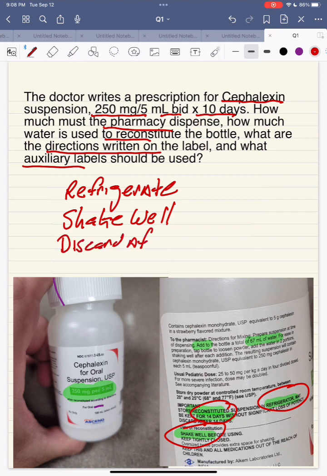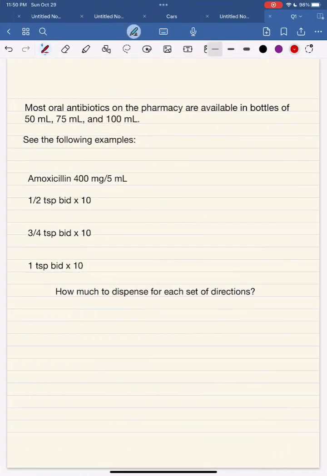Discard after 14 days. As long as it's refrigerated, it's good for 14 days. After 14 days, you discard the medication. Very important. Next question. Most antibiotics in the pharmacy come in 50, 75, and 100 ml.